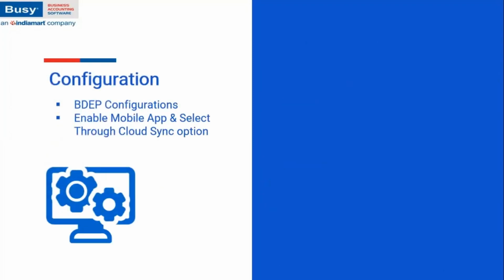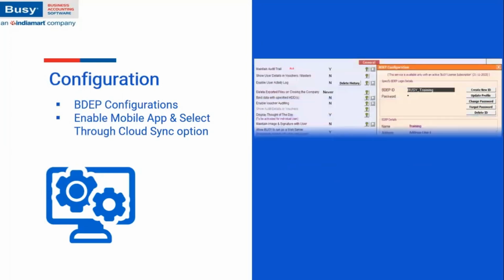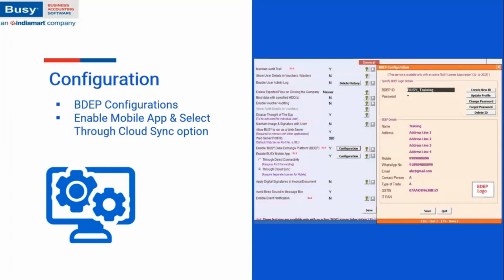Next, we will see how to configure BDEP, how to enable the mobile application, and select the cloud sync option. This is a small screenshot of the BDEP configuration. This BDEP configuration is available under Administration, Configuration, General tab. There we have the option of BDEP. Enable that, then click on the Configuration button. This type of screen will appear.